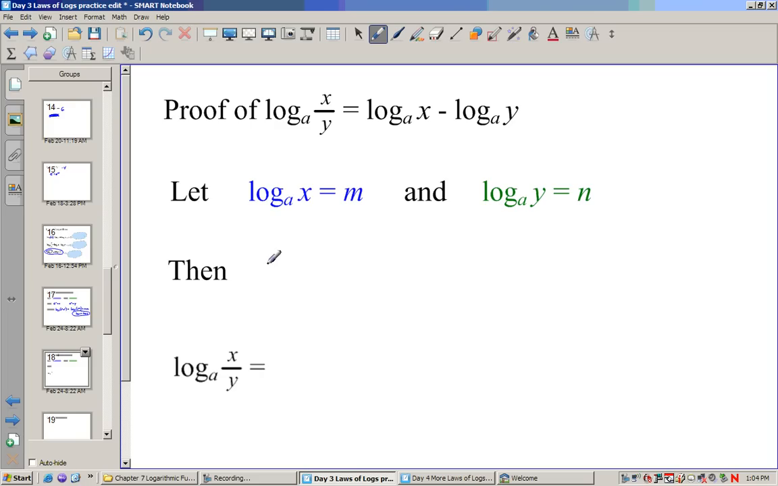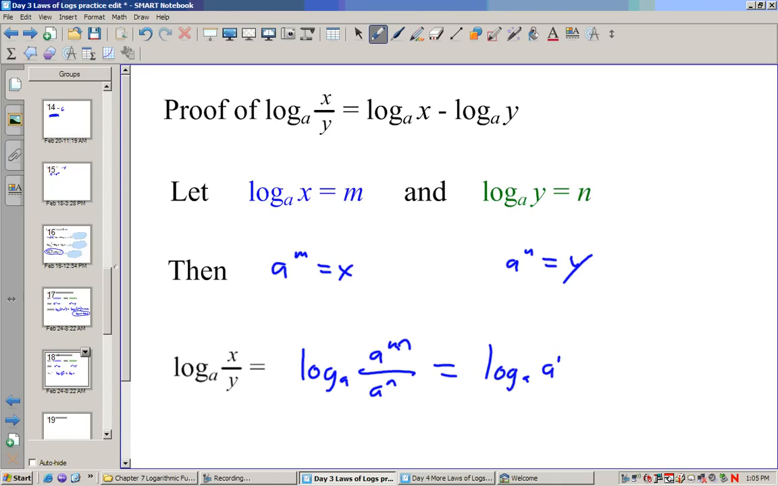So, same thing, a to the m is equal to x. Over here, a to the n is equal to y. So this would be log base a. If it's x over y, that would be a to the m over a to the n. Now we know this rule is the same thing as a to the m minus n.